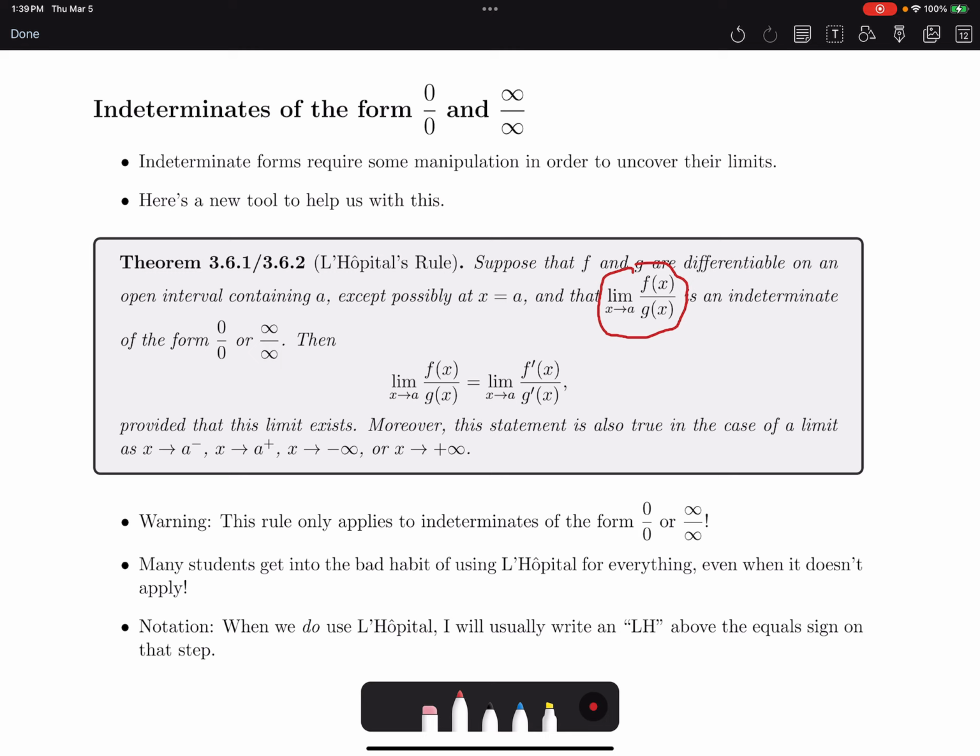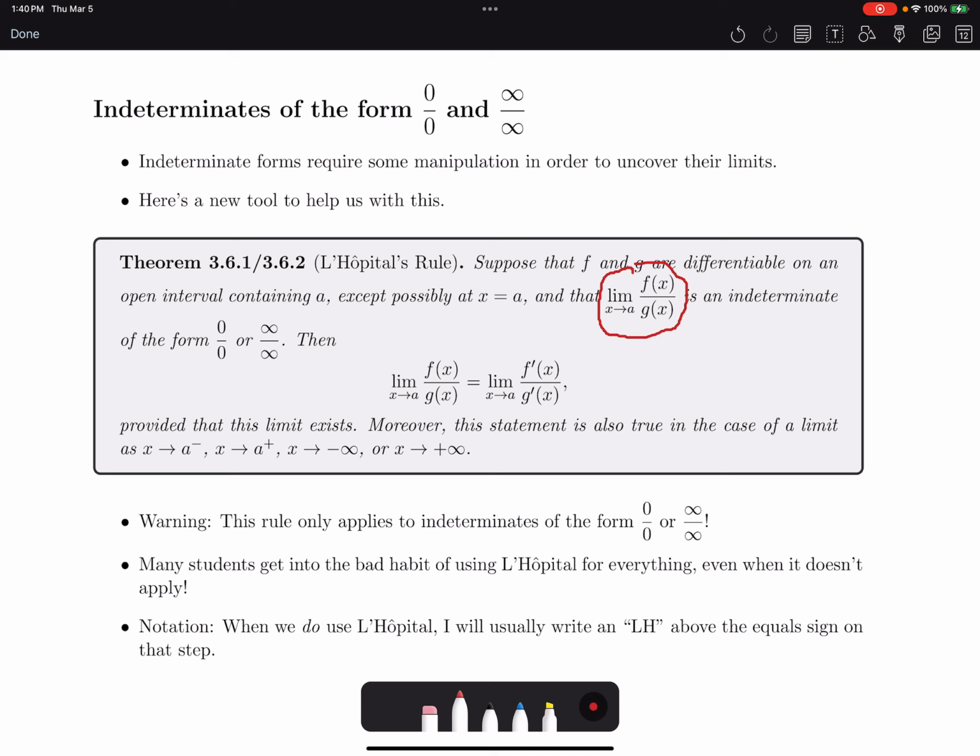This is kind of crazy, because there's really no reason to think this might be true until, of course, you've seen a proof. Right off the bat, it doesn't seem like this should be the case, and yet it is. You can just take the derivative of the numerator and the derivative of the denominator independently of one another, and the resulting limit is the same as what you started with. It's kind of interesting.